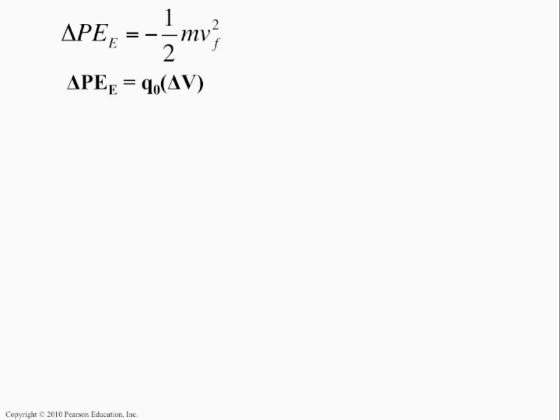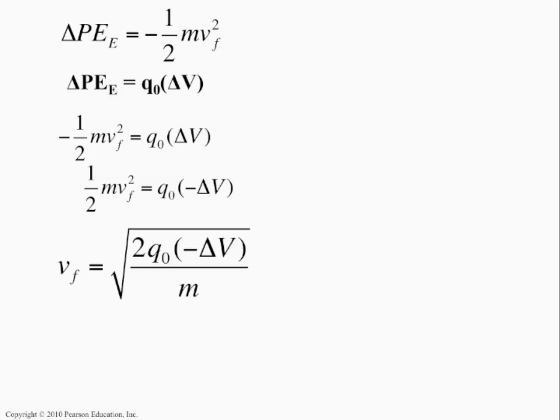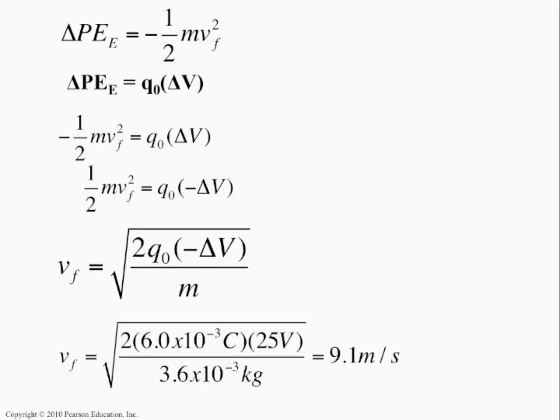All right, going through the rest of the solution. Negative 1/2 mvf squared equals QO delta V. 1/2 mvf squared equals QO negative delta V. We just moved the negative sign. And getting VF by itself leaves us with VF equals the square root of 2QO times negative delta V all over M. And now we can do our plugging and chugging, and we fill in our givens like so. Notice that the negative 25 volts becomes a positive because it was negative delta V. And we end up with a final speed of 9.1 meters per second for that particle.